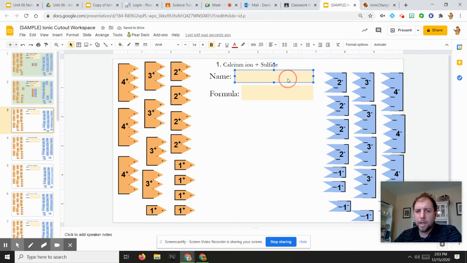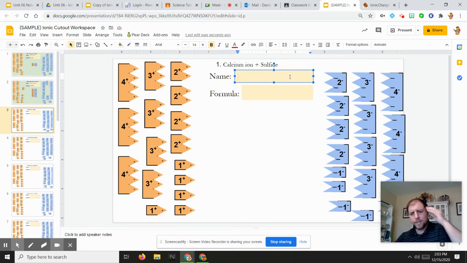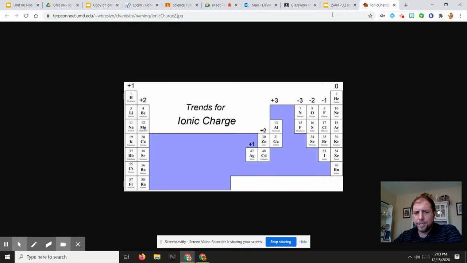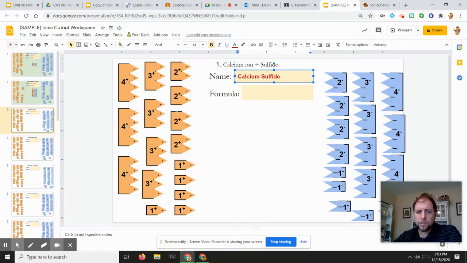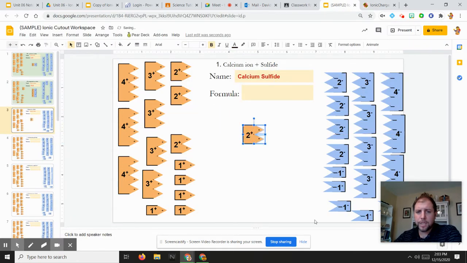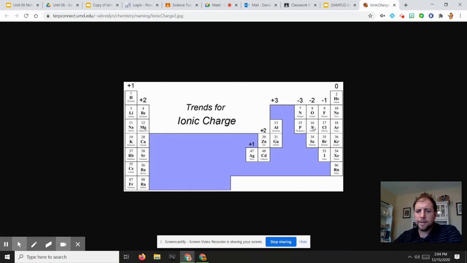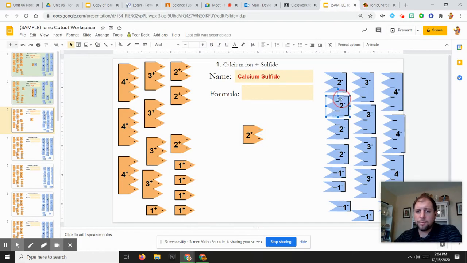All right, so the name again, the name is so easy on these things. It's the easiest thing, all right? No prefixes, none of that stuff. It's just the name of the first thing, which is calcium, followed by the name of the second thing, which is sulfide. All right, called calcium sulfide. So I look at this ionic charge here. Calcium is 2 plus. So I'm going to grab a 2 plus guy. Okay. Sulfide, sulfur 2 minus is 2 minus. Sulfide is 2 minus. So I'm going to grab a 2 minus here. I'm going to drag it in. And you know what?